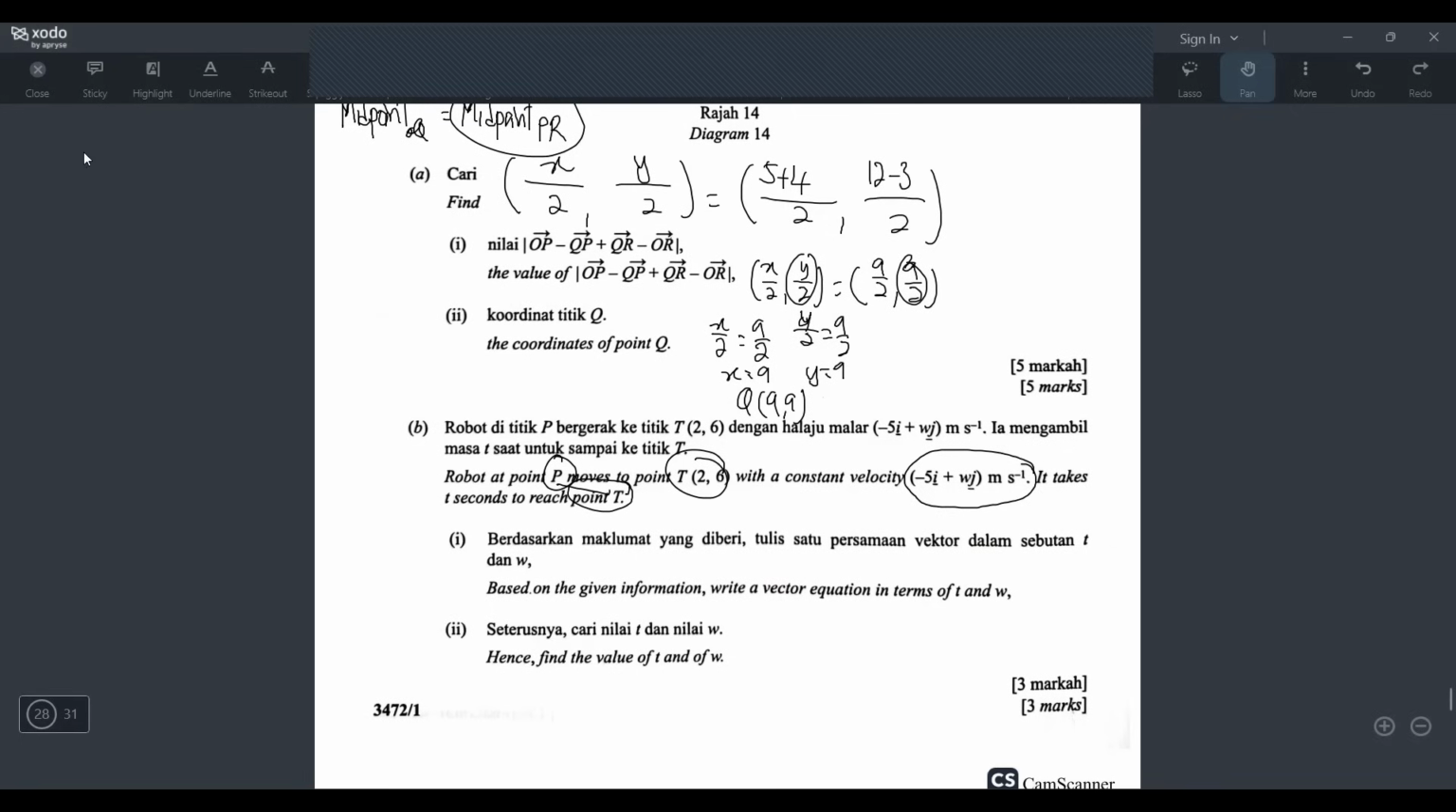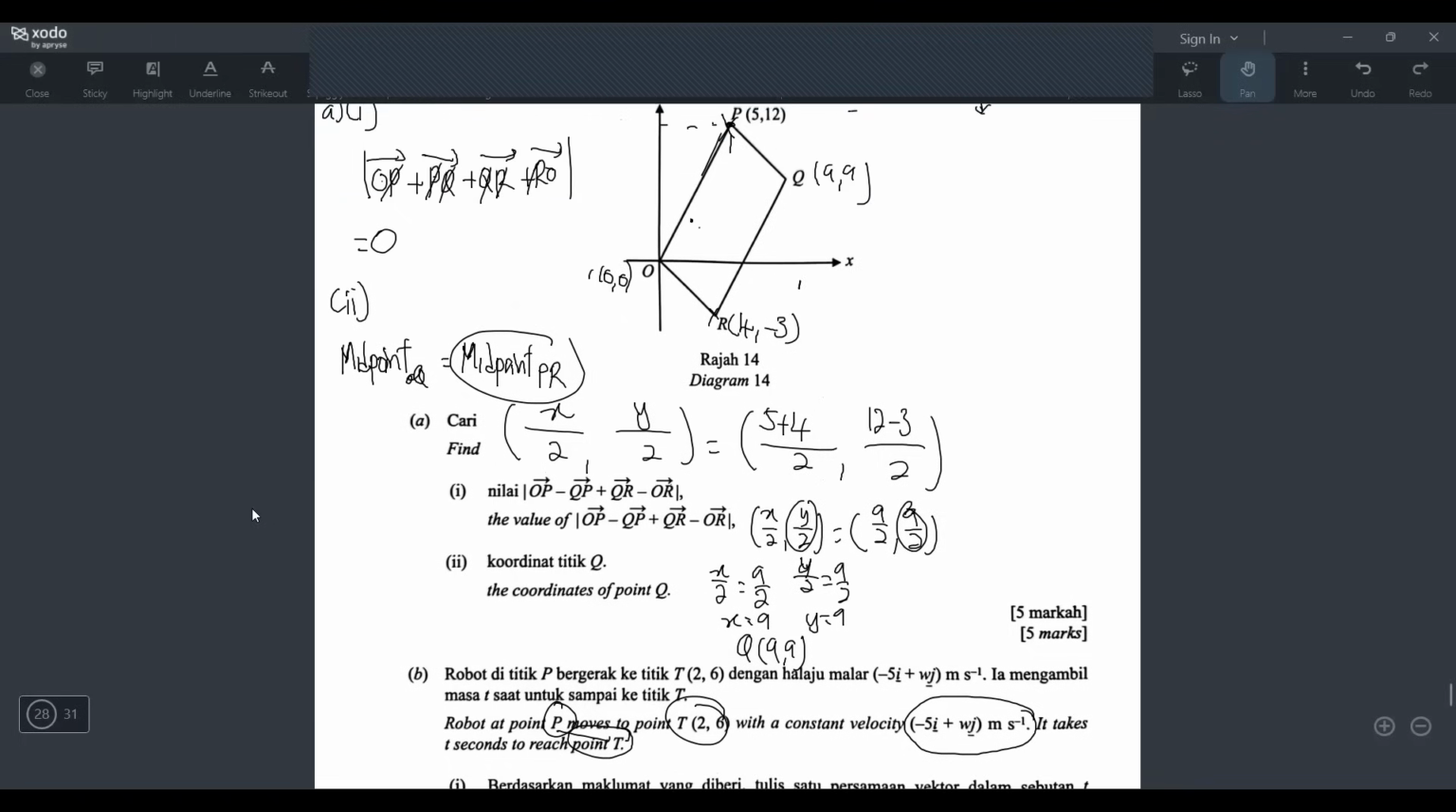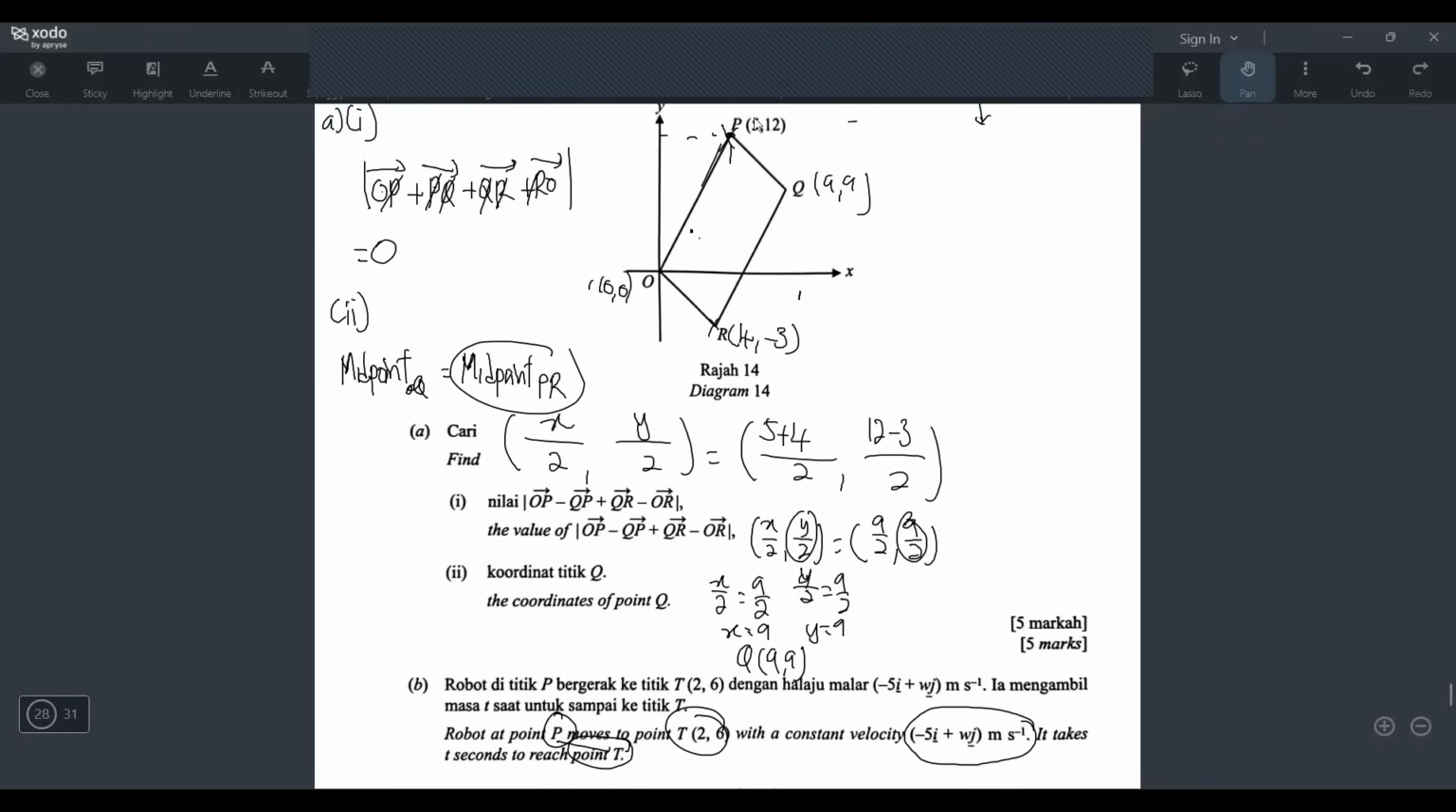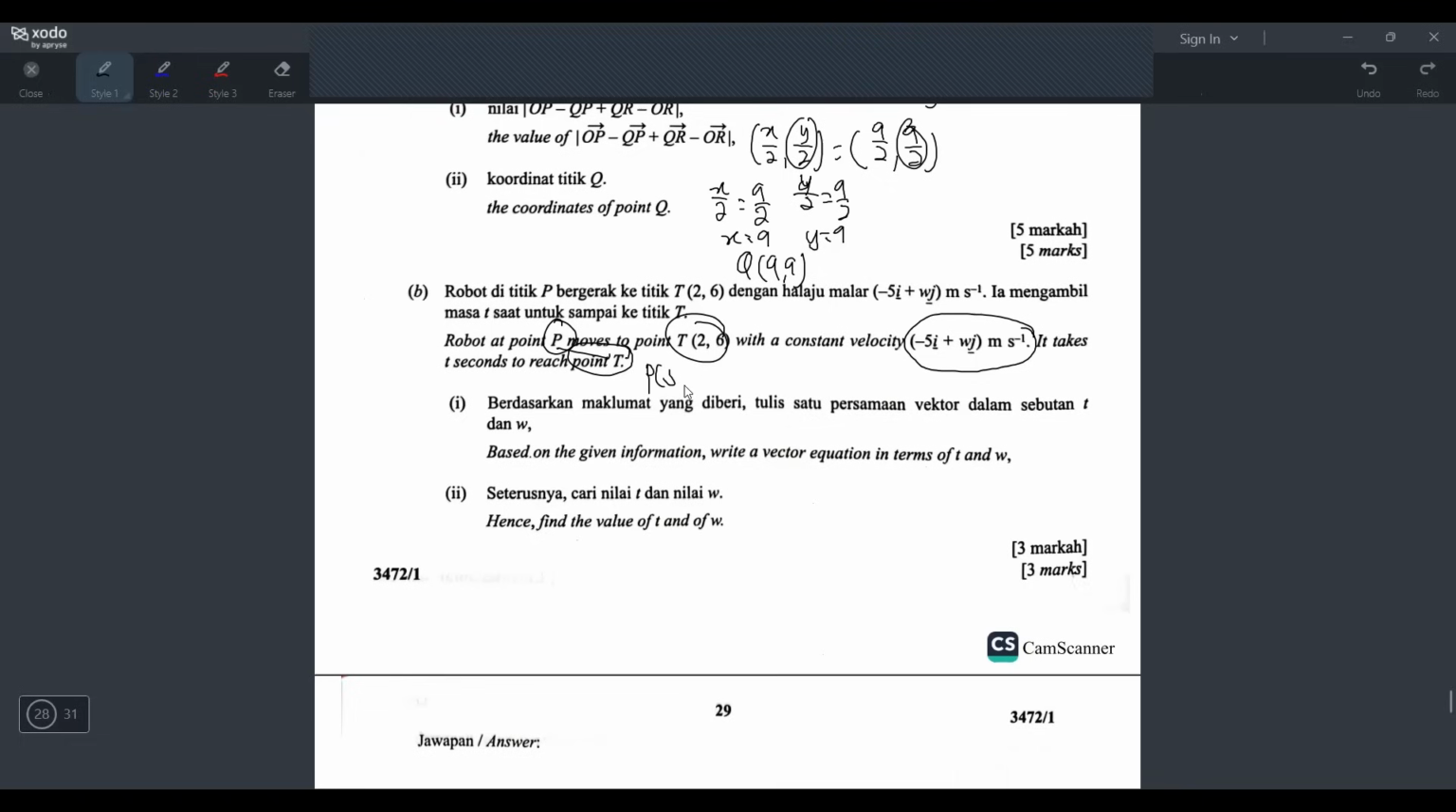Okay, first thing first, point P is 5, 12, right? So you are moving from point P, which is 5, 12, to a new point, which is point T, 2, 6, right? And the velocity is this. This is the velocity, and it takes T second to reach point T. Okay, what is the formula for speed?